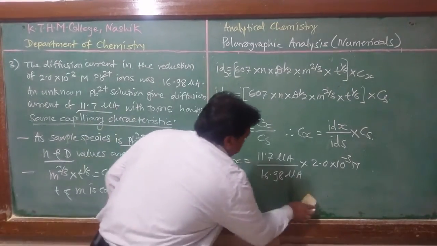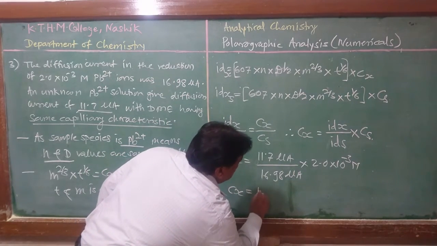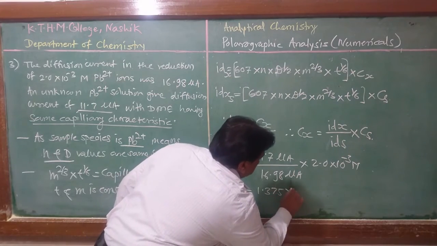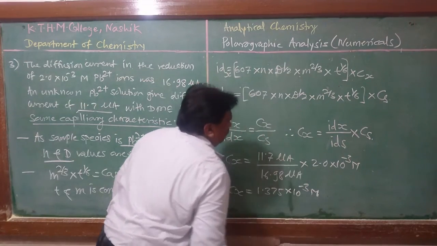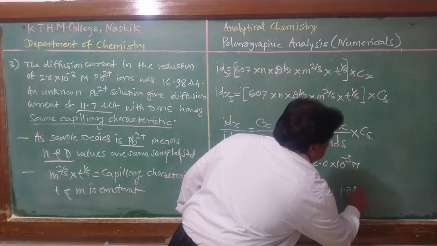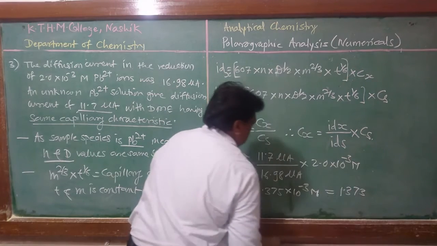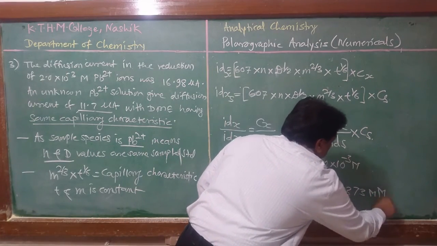Finally we have concentration Cx is equal to 1.375 into 10 raised to minus 3 moles, which is equal to, in millimoles, 1.373, not 5, 373 millimoles.